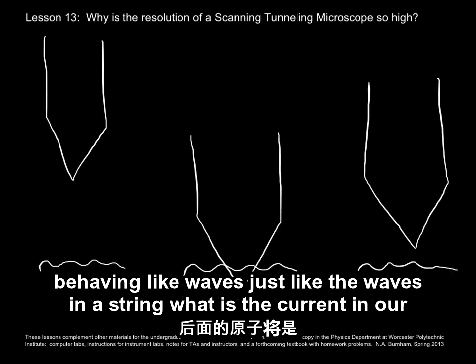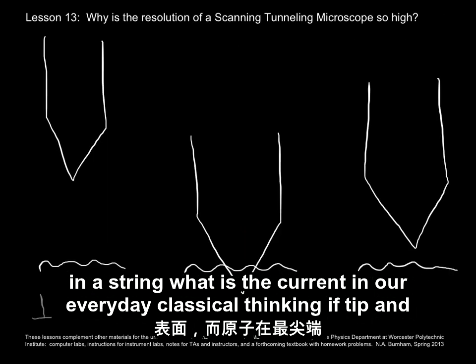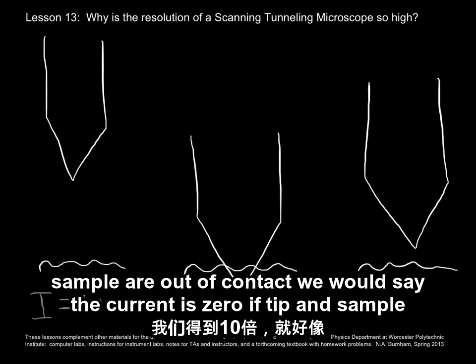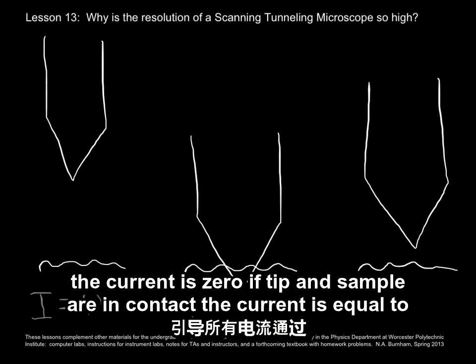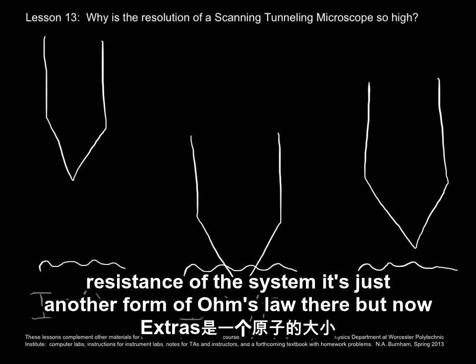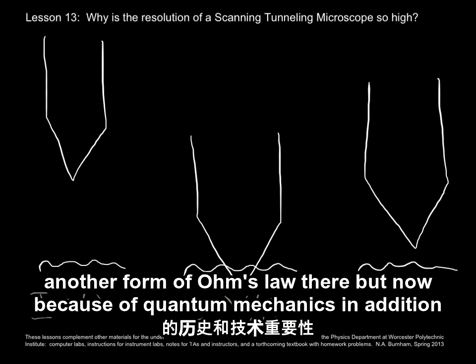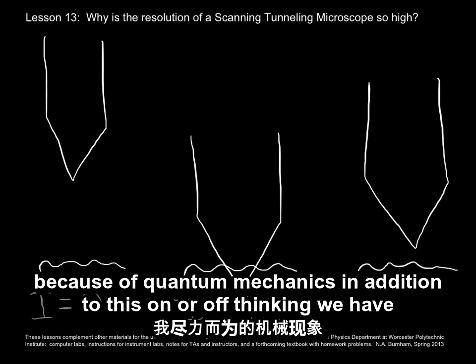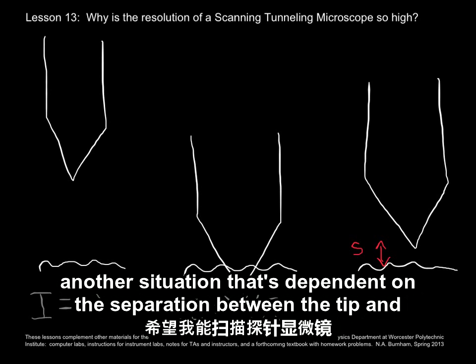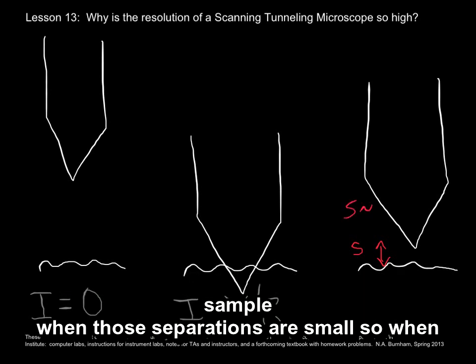What is the current? In our everyday classical thinking, if tip and sample are out of contact, we would say the current is zero. If tip and sample are in contact, the current is equal to the applied voltage divided by the resistance of the system. That's just another form of Ohm's law there. But now, because of quantum mechanics, in addition to this on and off thinking, we have another situation that's dependent on the separation between the tip and sample when those separations are small.